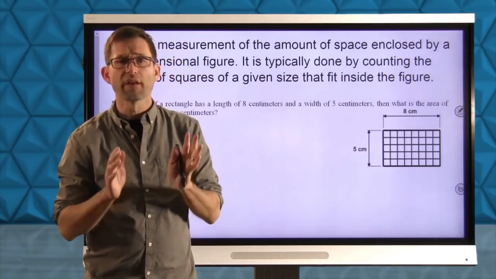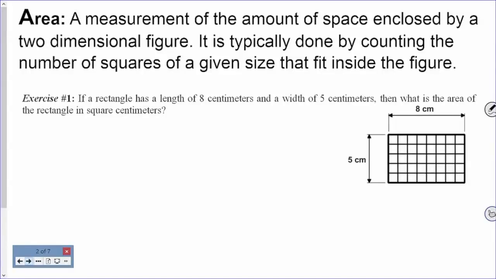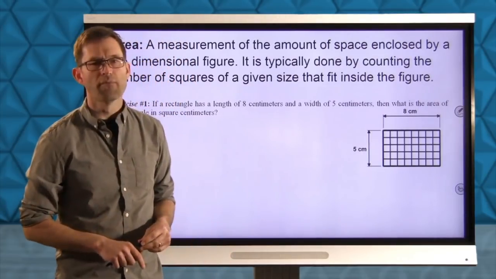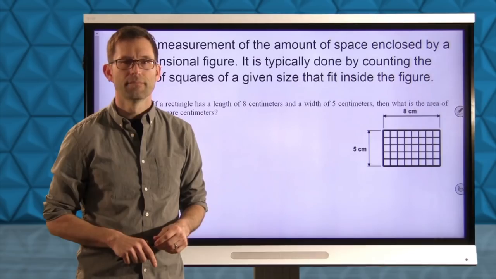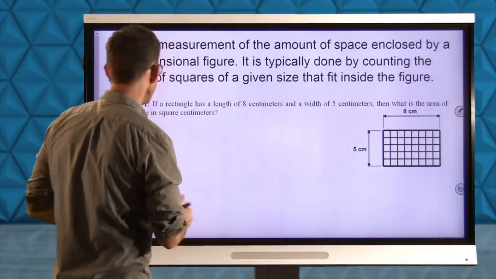So let's start with an exceptionally easy problem. Exercise number 1. If a rectangle has a length of 8 centimeters and a width of 5 centimeters, then what is the area of the rectangle in square centimeters? Pause the video now and do this problem very quickly. Well, hopefully you said 40 square centimeters.